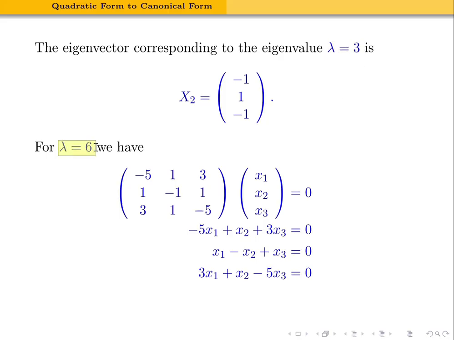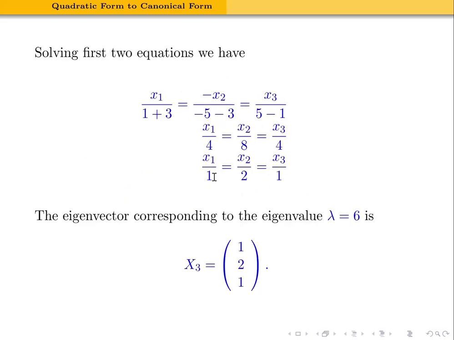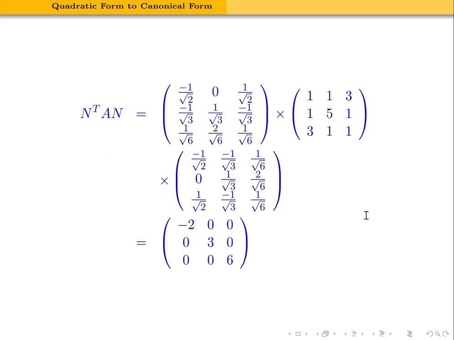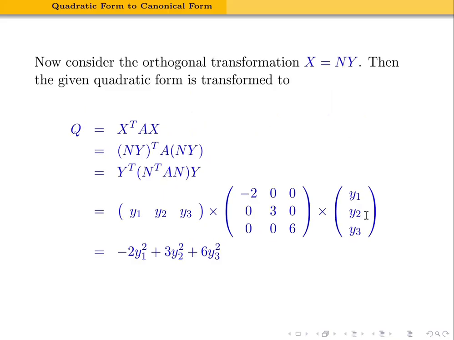Similarly for lambda is equal to 6, we substitute and get a matrix. From the matrix we get a system of 3 equations. From these we can choose any two non-similar equations. Using the cross multiplication method, we will get the third eigenvector x3, which is 1, 2, 1 for lambda is equal to 6. Now we want to find the normalized matrix N using the above eigenvectors. Then N transpose A into N gives the diagonal form. After that we use the canonical form formula, and substituting we will get this.